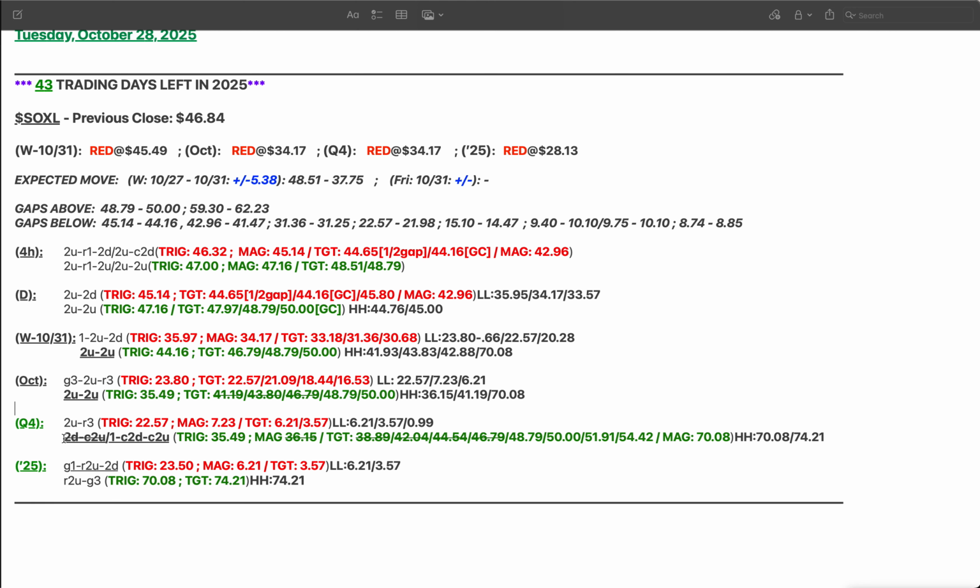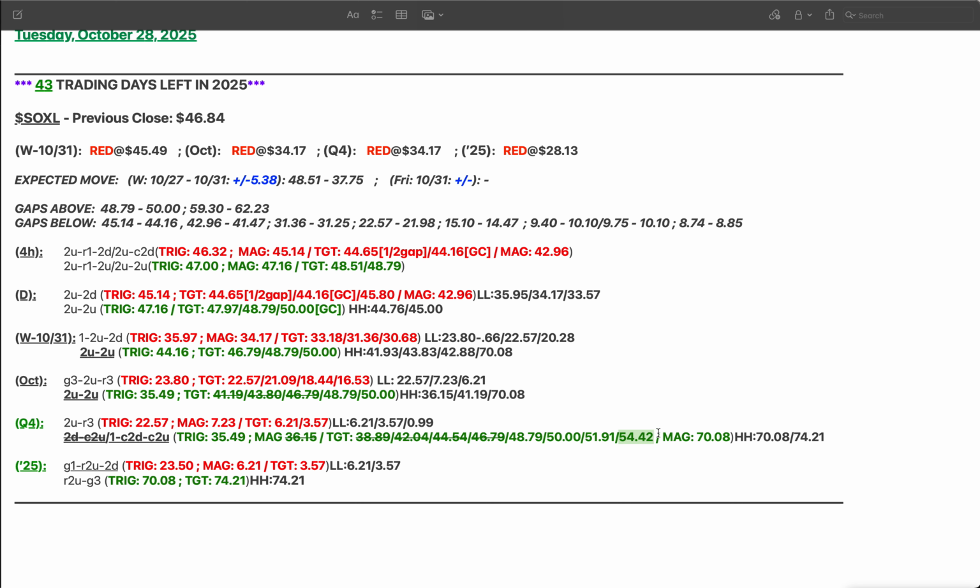On the year, on the quarter, we've already ran the 2 down, combo 2 up. We've reached magnitude at 36.15, which then triggered the 1 combo 2 down, combo 2 up. We've reached the first 4 targets here. So we've got 48.79, 50, 51.91, and 54.42 as our extended targets. Again, the magnitude of that move is 70.08.